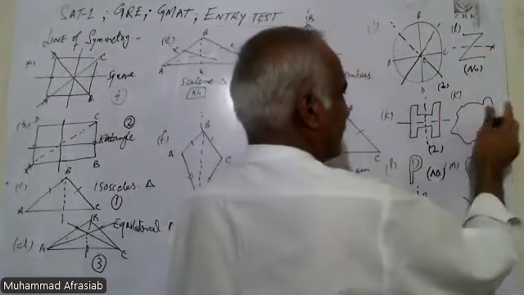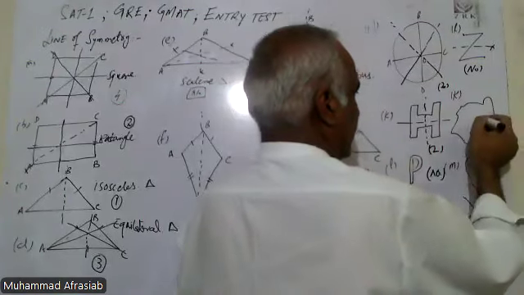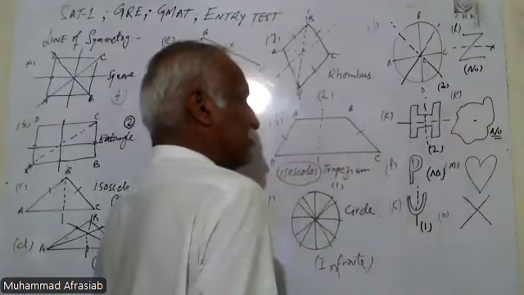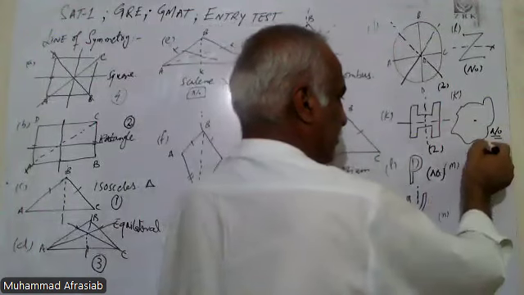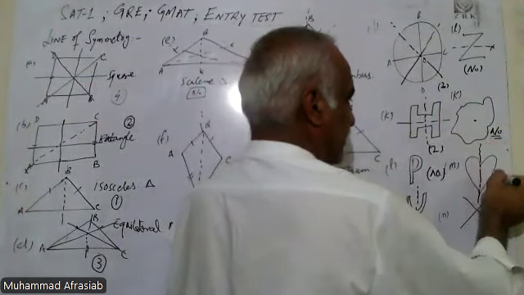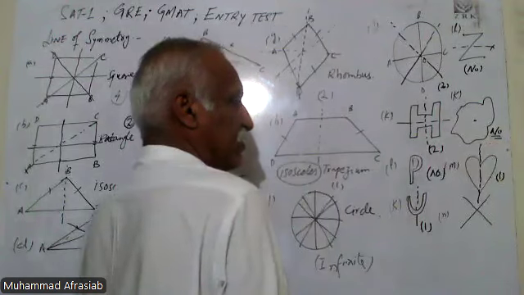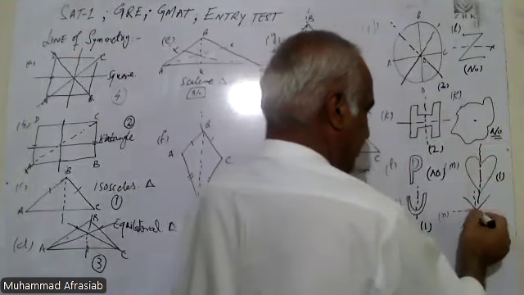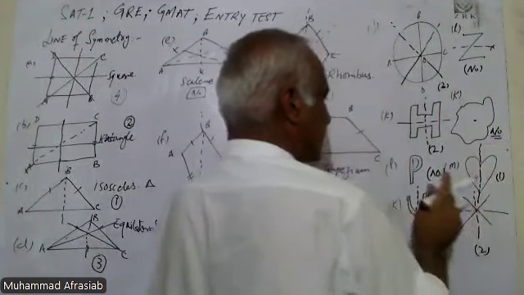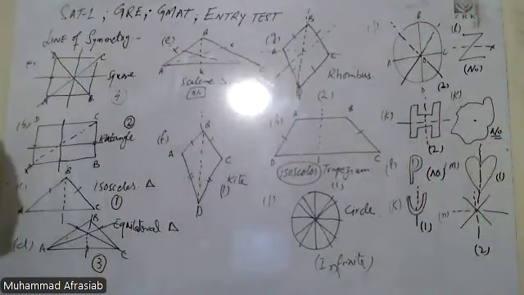For this irregular shape, there is no line of symmetry because from this center, you cannot divide it into two equal parts. For this figure, there is one line of symmetry for this portion. There is no other line of symmetry for this. And for this symbol X, there is one line of symmetry and there is another line of symmetry. So there are two lines of symmetry for this symbol X. So this is the way that you are finding the lines of symmetry for these different shapes, and you can find out the number of lines of symmetry.